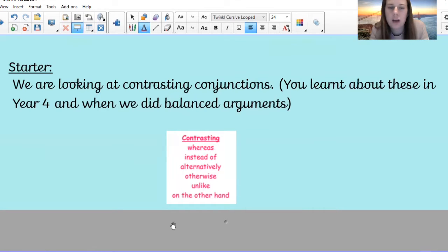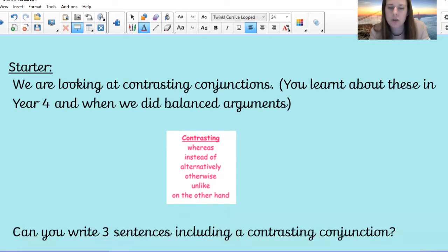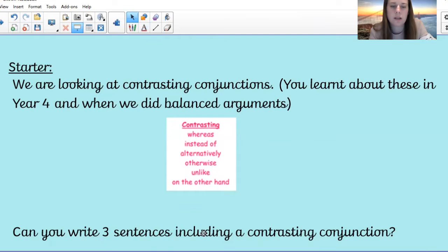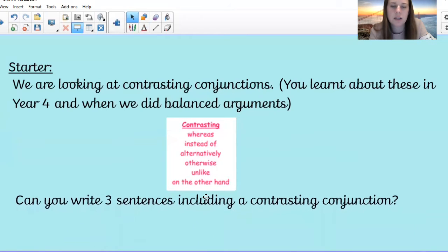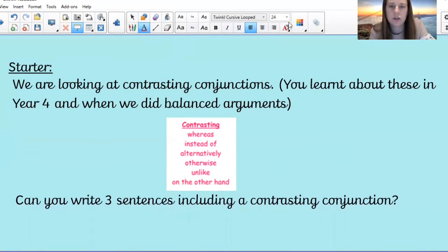So they are words that link sentences together and can help to create cohesion between sentences. But although they link the sentences together, it creates a sense where one sentence disagrees almost with the next. So it shows you that disagreement. So what I would like you to do is have a go at writing 3 sentences, including a contrasting conjunction.